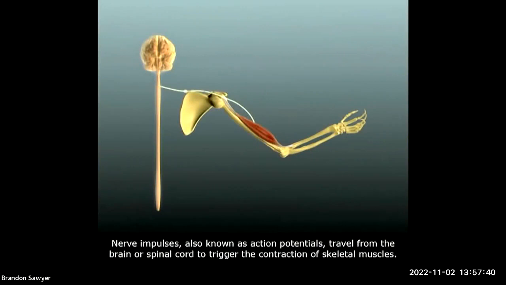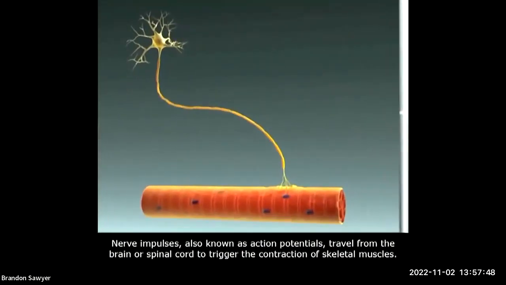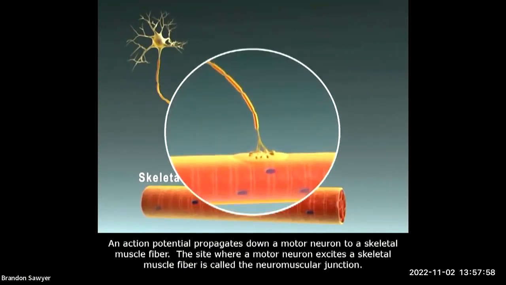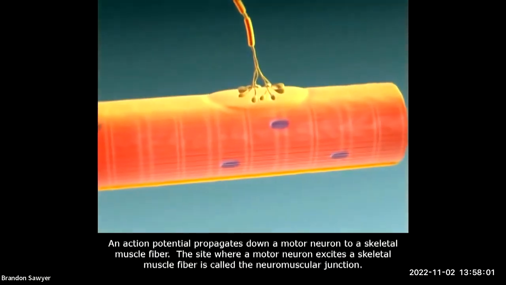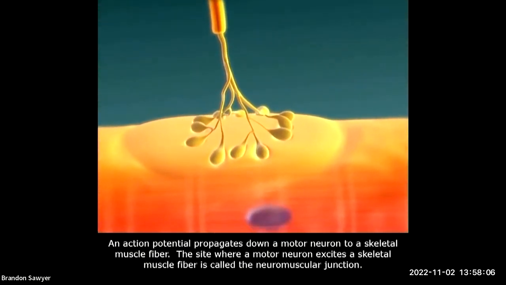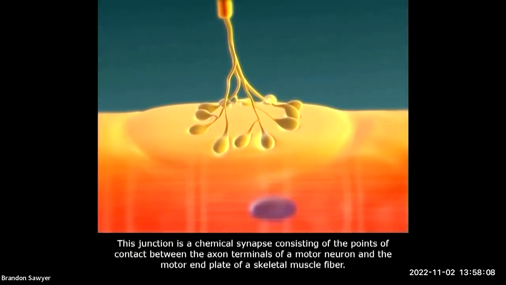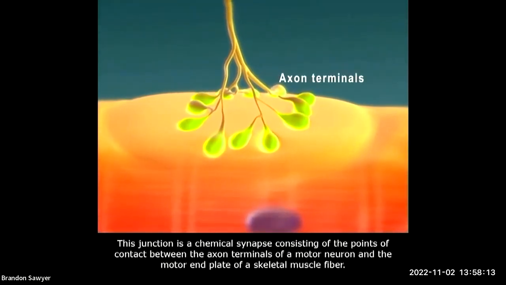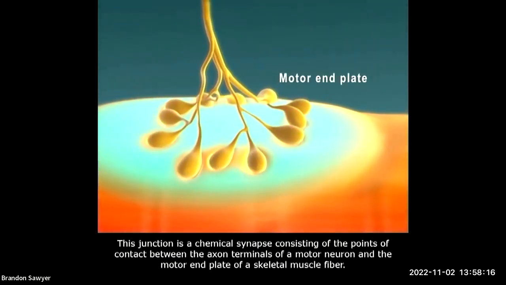Also known as action potentials, they travel from the brain or spinal cord to trigger the contraction of skeletal muscles. An action potential propagates down a motor neuron to a skeletal muscle fiber. The site where a motor neuron excites a skeletal muscle fiber is called the neuromuscular junction. This junction is a chemical synapse consisting of the points of contact between the axon terminals of a motor neuron and the motor end plate of a skeletal muscle fiber.